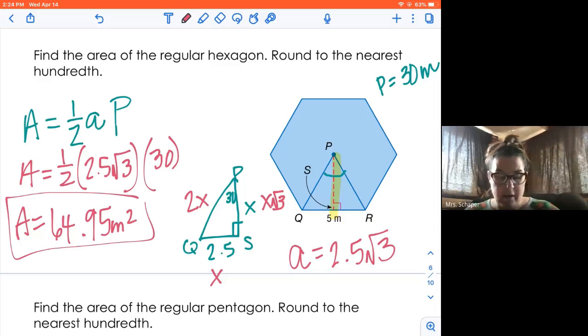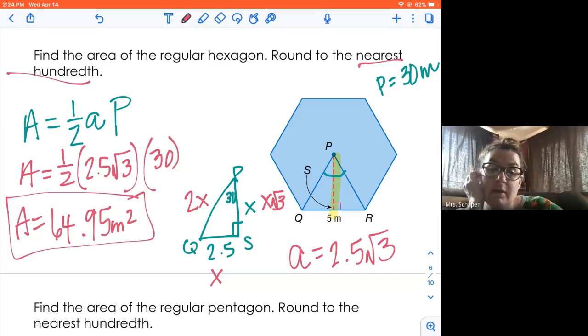All right. When it says to the nearest hundredth, that tells me it's okay to type in the square root of 3 in my calculator, and I don't have to have it in simplest radical form.